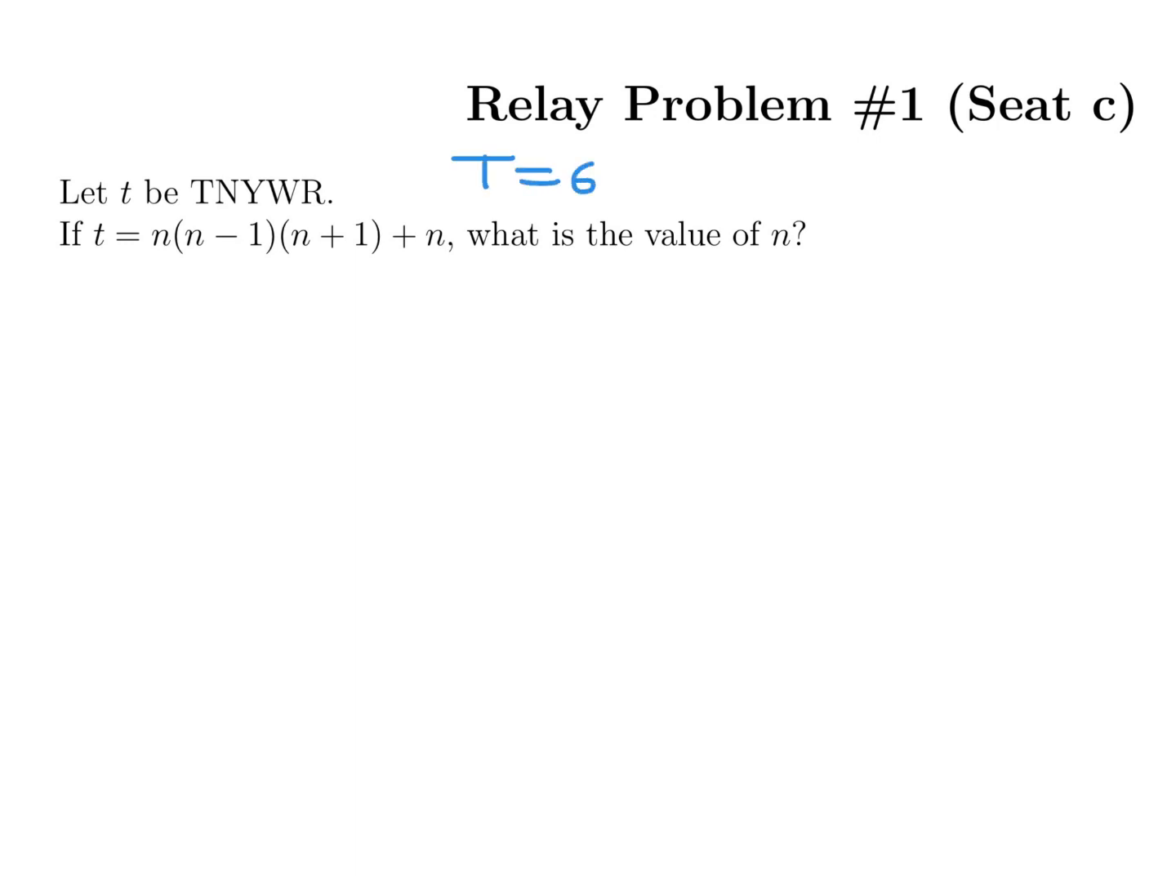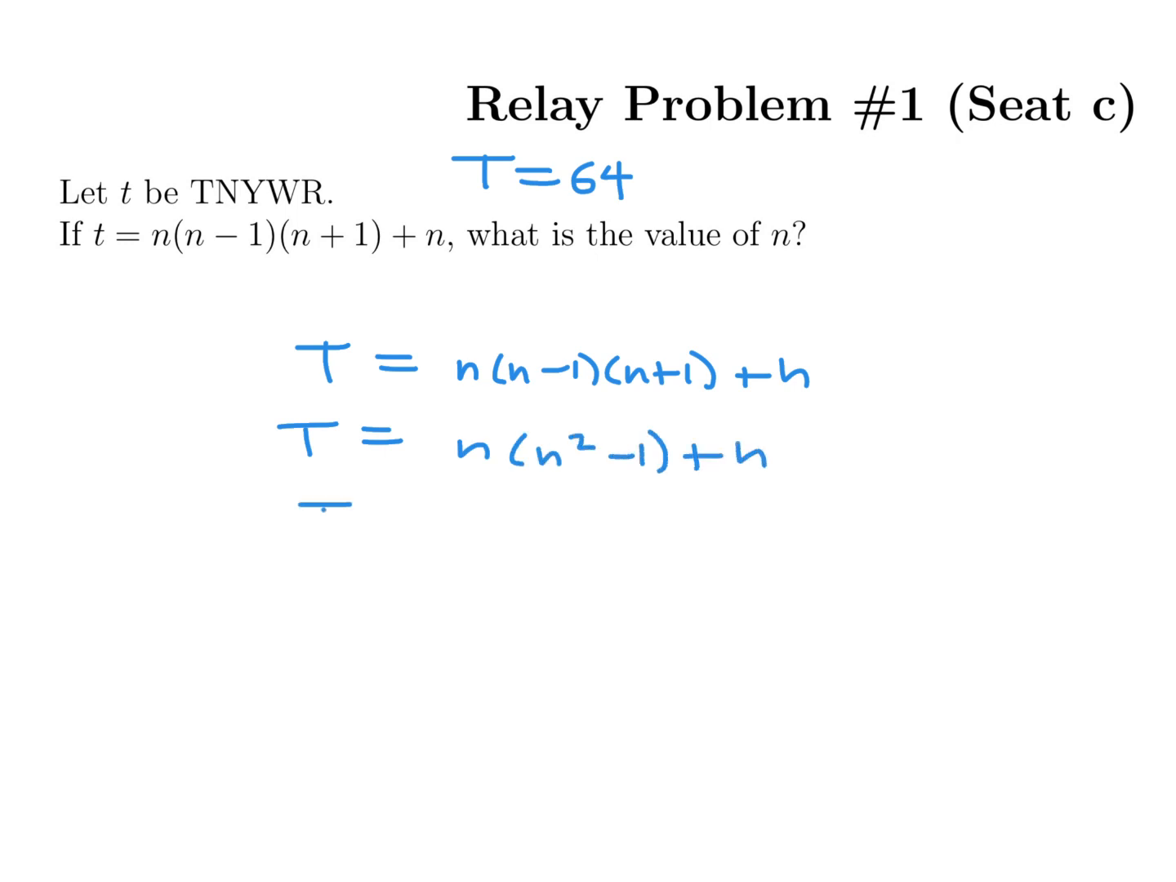T is 64. Let T be n times n minus 1 times n plus 1 plus n. What is n? Okay, all right, let's expand this, I guess. This is going to be n times n squared minus 1 plus n. This is going to be n to the power 3 minus n plus n, and that's just n to the power 3. Hold on here. T is 64, sorry.